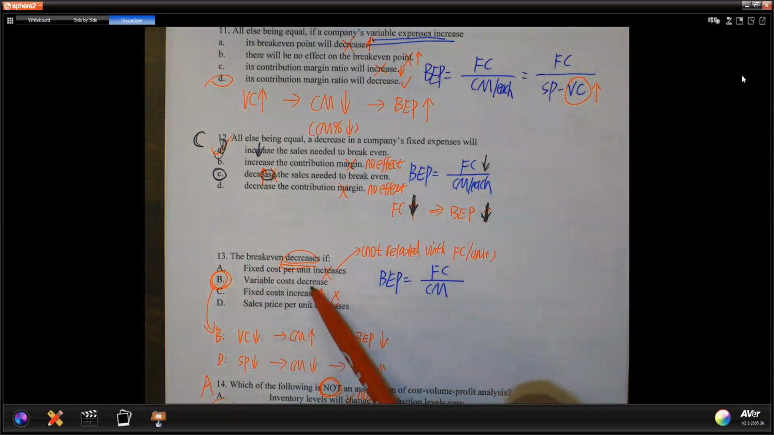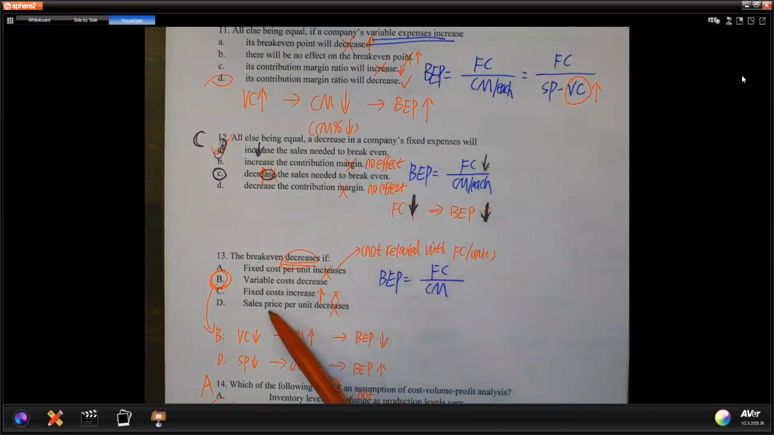Variable cost decrease means contribution margin increase. Contribution margin increases, your denominator increases, meaning break-even point decreases. Fixed cost increase, your numerator increases, then break-even point will increase. Sales unit decrease, selling price decrease, contribution margin will decrease, your denominator decreases, your break-even point will increase. I hope you understand 11, 12, and 13.